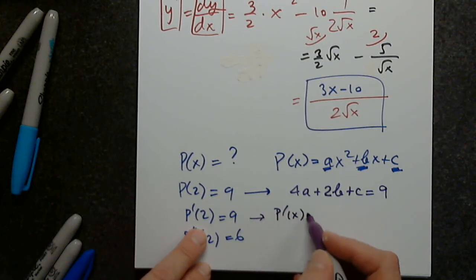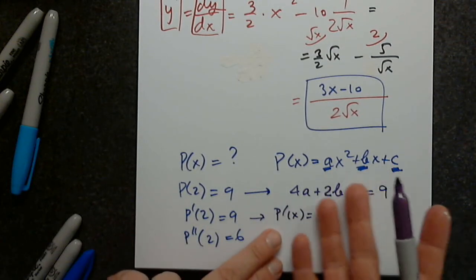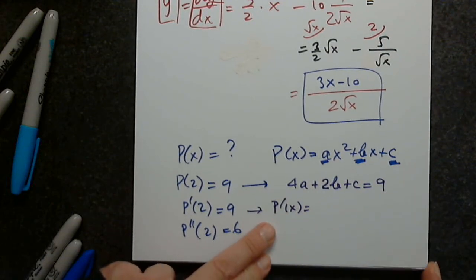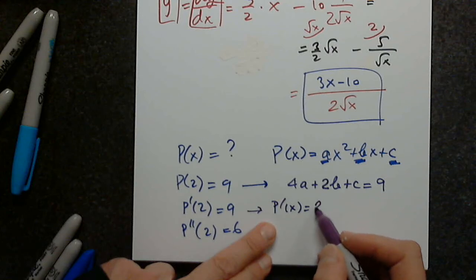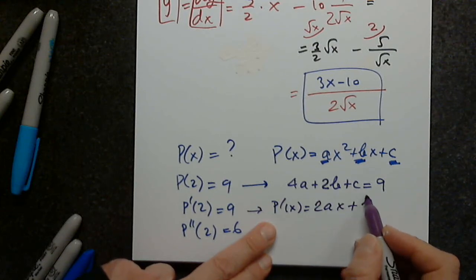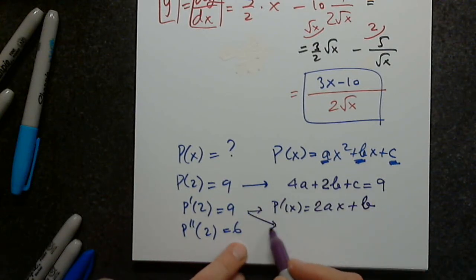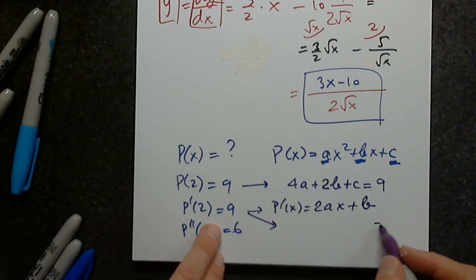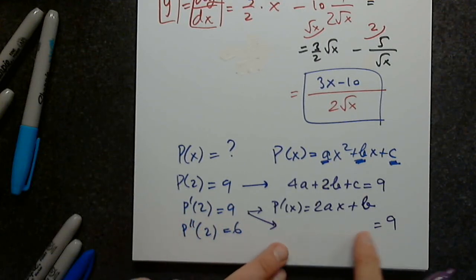So p prime of x, can anyone give us, using the formulas, the differentiation rules? 2a plus b. Very good. And then from here, p prime of 2 is 9 as well. So what do we have on the left-hand side? Very good.